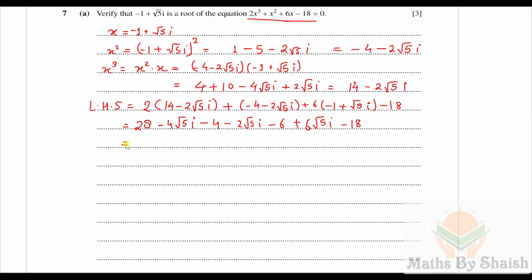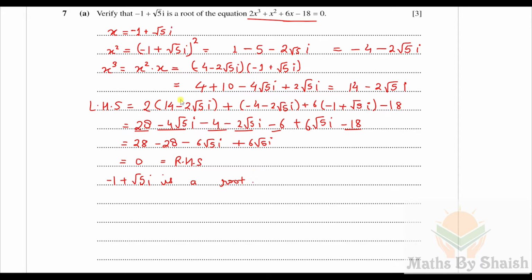Now we can see it is 28. Here -4 -6 -18 is -28. Again here it is -4 root 5 -2 root 5 becomes -6 root 5 iota, and it is 6 root 5 iota. So altogether it is 0, and that is the right hand side, and hence -1 plus root 5 iota is a root. Now I think that's it for this part.